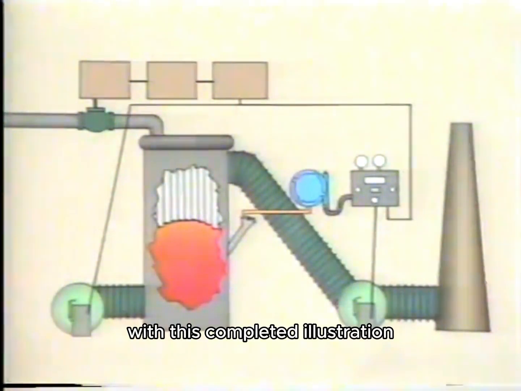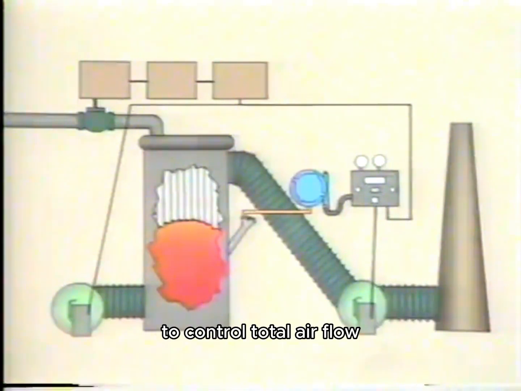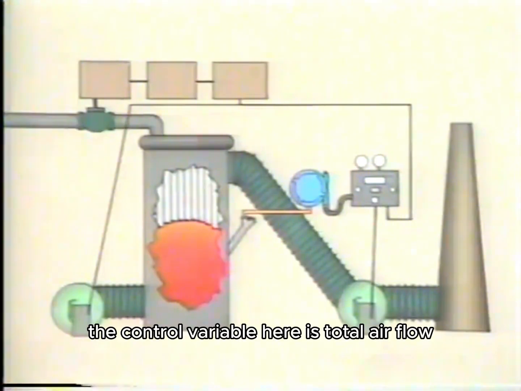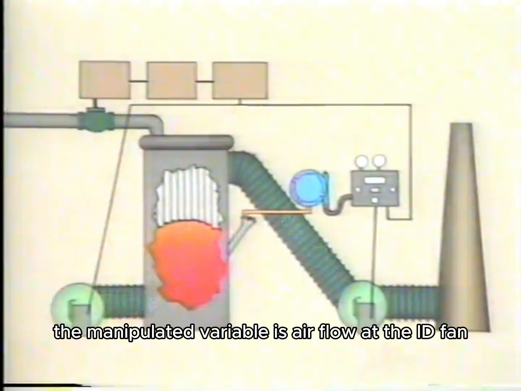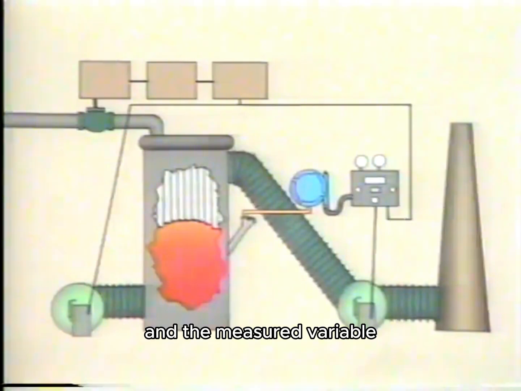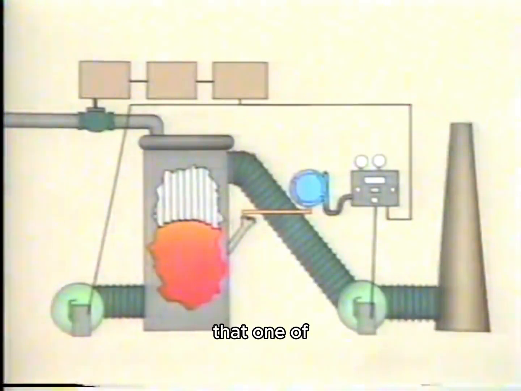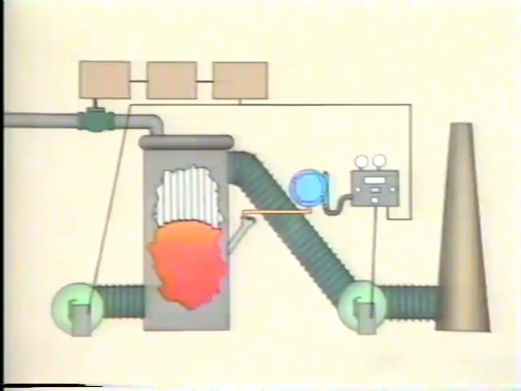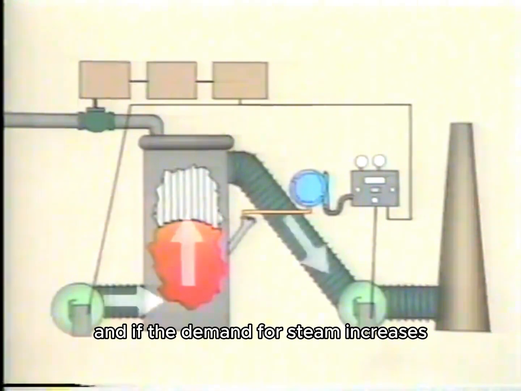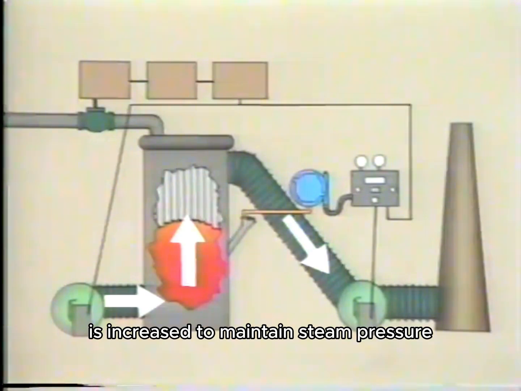With this completed illustration, we can now see how the feed-forward control loop works to control total airflow for this system. The controlled variable here is total airflow. The manipulated variable is airflow at the ID fan. And the measured variable is pressure inside the furnace. Now remember that one of the variables that is changed to maintain steam pressure is airflow. And if the demand for steam increases, the flow of air, as well as the flow of fuel and water, is increased to maintain steam pressure.